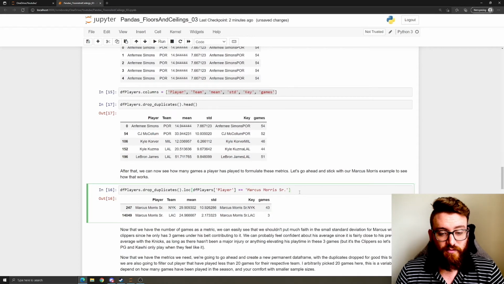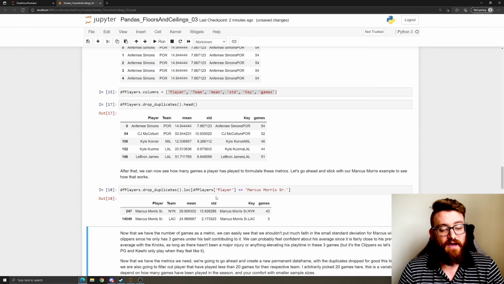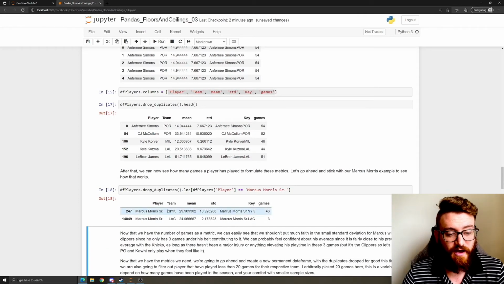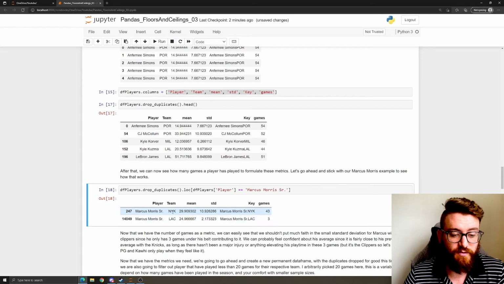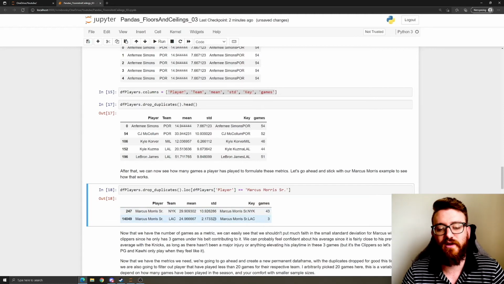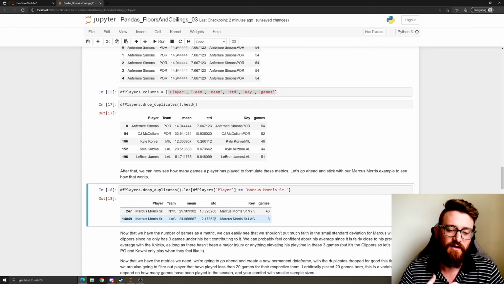Now let's go back to Marcus Morris and take a look at what we have. So we can see up to that point, he had played 43 games with the Knicks and 3 with the Clippers. So suddenly, this standard deviation makes a lot more sense. He's only played 3 games, right? So it's calculating everything we did before on mean, standard deviations, all of that, off of just 3 values.